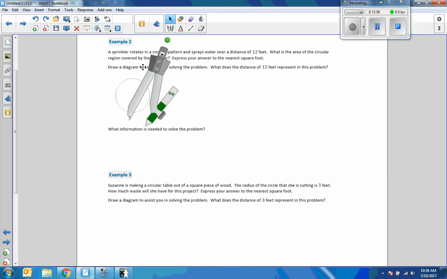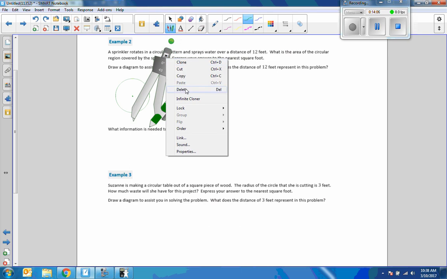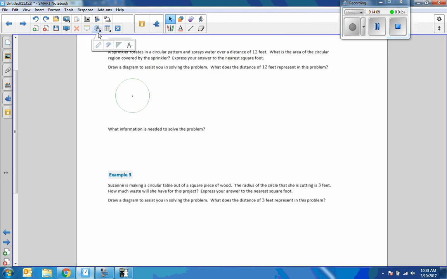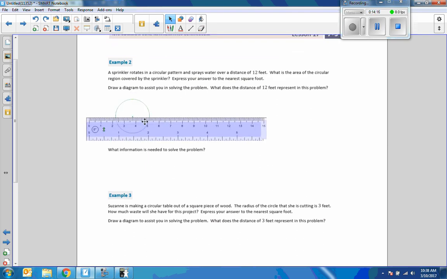Actually, let me do that. I need to put a dot in the center. You know where my center was. Now I can get rid of this. Okay, so there's my circle. Bring this down. And I want to draw a radius. So here's our sprinkler, and it shoots a distance of 12.